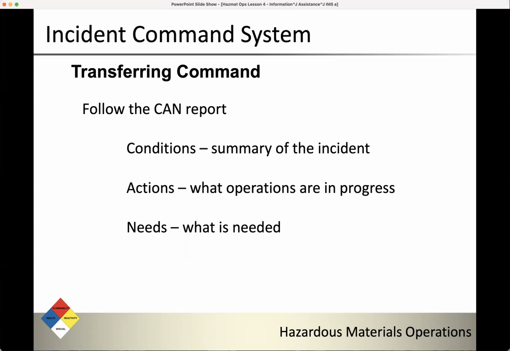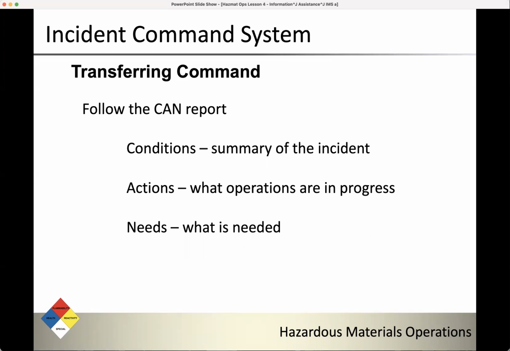Conditions. A summary of the incident. We have methyl ethyl ketone in this 407. The driver ran off the road, flipped over, and now it's leaking into this grass and it's heading toward this creek. No one's injured. There you go. That's your conditions. What's going on? What do you got?